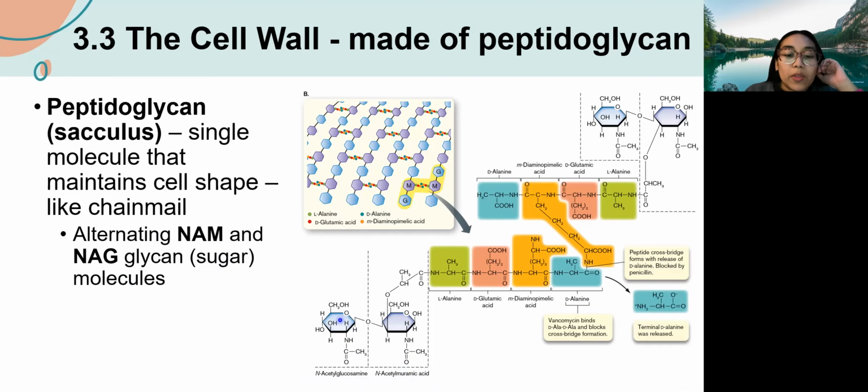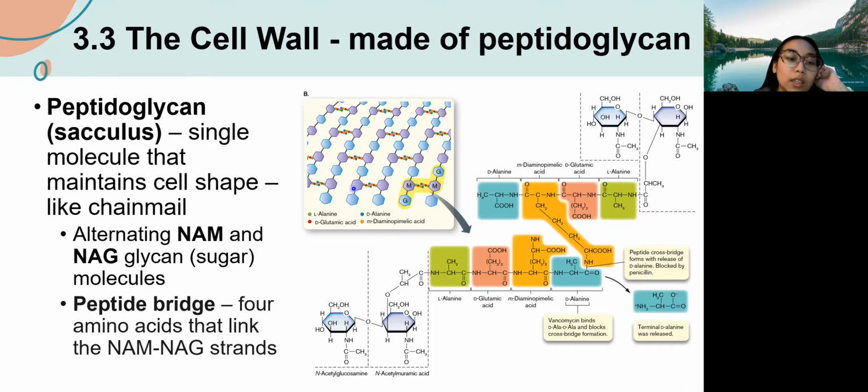Okay, and those two are linked to each other, just like a disaccharide would. But then there's a bunch of them linked, alternating basically. So it's NAM, NAG, NAM, NAG, like there's alternating chains of these. Okay, so that's your first chain, and you have a bunch of these. And then those chains have to be linked to each other. And so that's going to be linked through the peptides. So there's a peptide bridge. So these bridges here are all peptide bridges.